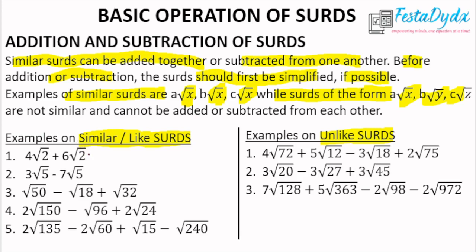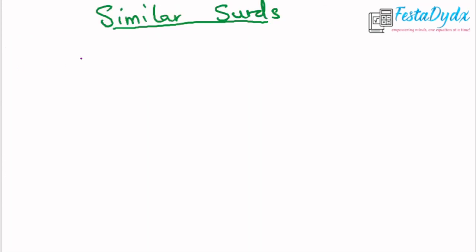Under the similar surd, we have 5 examples. Under the unlike surd, we have 3 examples. Now let's start with example 1. Example 1, we have 4 root 2 plus 6 root 2.